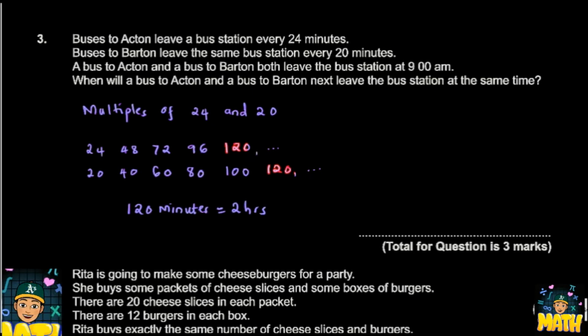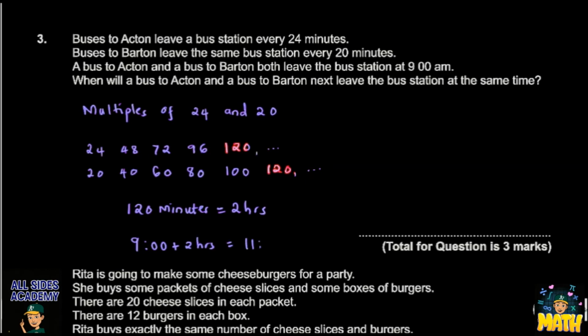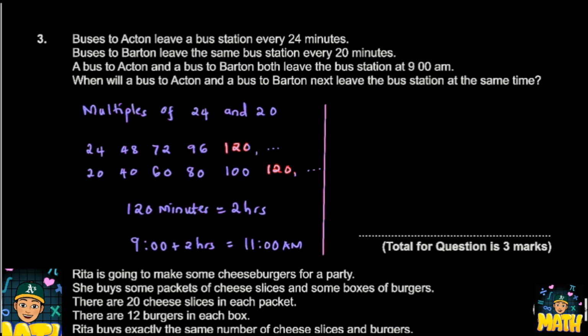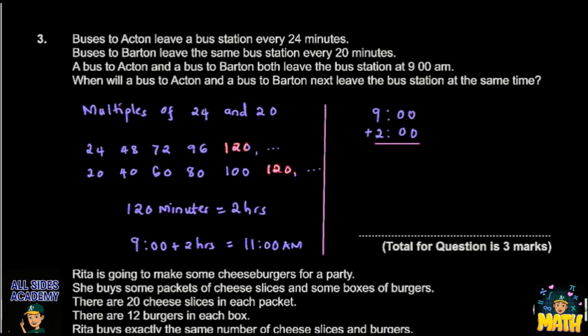Okay, so we change the minutes to hours. Those are 2 hours, and then we add the hours to the time that they both left the bus station. So when we add 9 a.m. and 2 hours, it will give us 11 a.m. Or you can go a longer way of adding them by saying that's 900 and 200, and that still gives you the very same answer, 11 a.m.